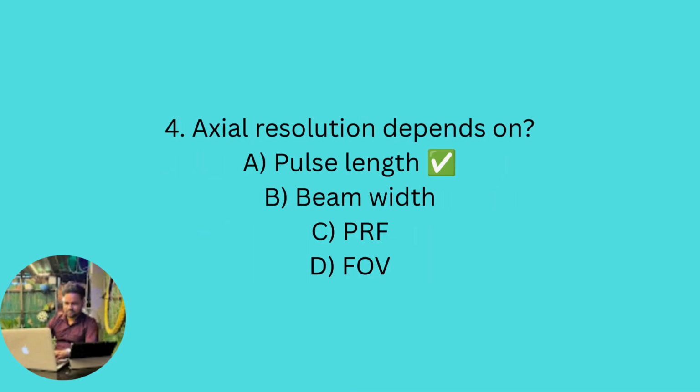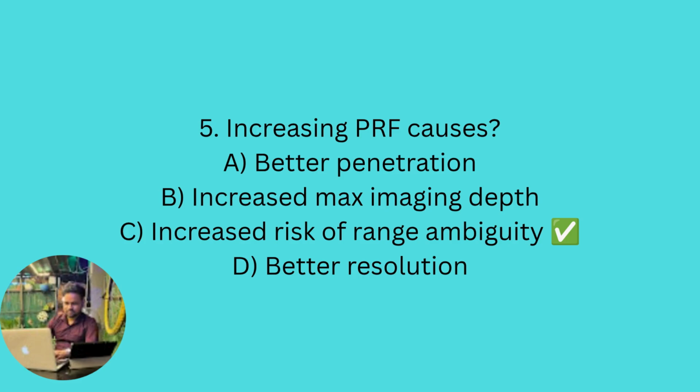Fourth question of this series. Axial resolution depends on A. Pulse length, B. Beam width, C. PRF, and D. FOV. So answer is A. Pulse length. Question number 5 of this series. Increasing PRF causes A. Better penetration, B. Increased max imaging depth, C. Increased risk of range ambiguity, and D. Better resolution. So answer is increased risk of range ambiguity.